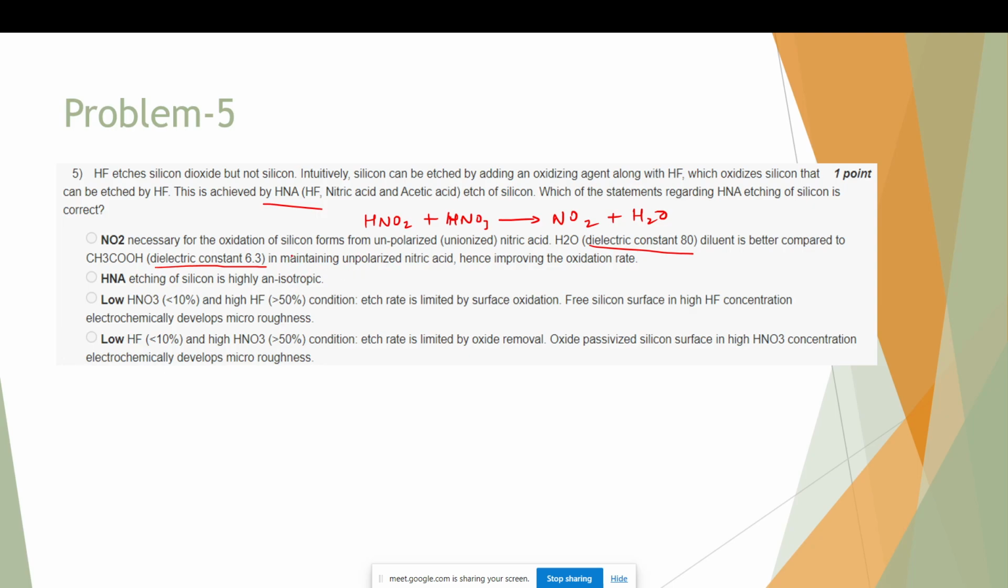This is not true, because solutions with higher dielectric constant will be more polar. HNO2 more readily splits into H plus and NO2 minus in H2O compared to CH3COOH. So this is not the correct option.